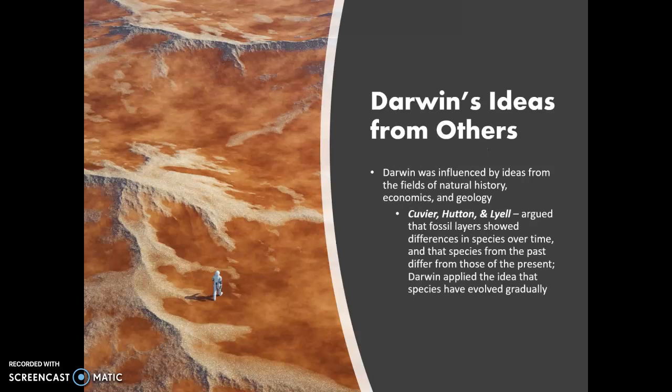So Darwin was also influenced by Cuvier, Hutton, and Lyell. They argue that fossil layers show differences in species over time, and that species from the past differed from those of the present. Darwin ended up applying that idea that species evolved gradually, and he got this information from these three gentlemen.